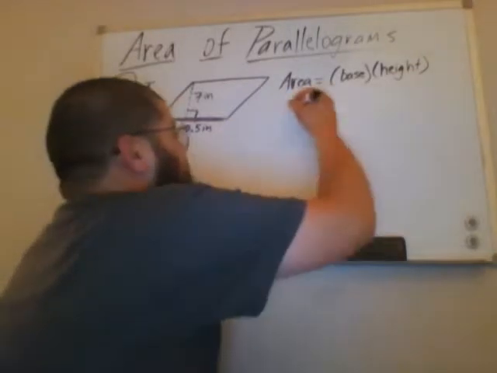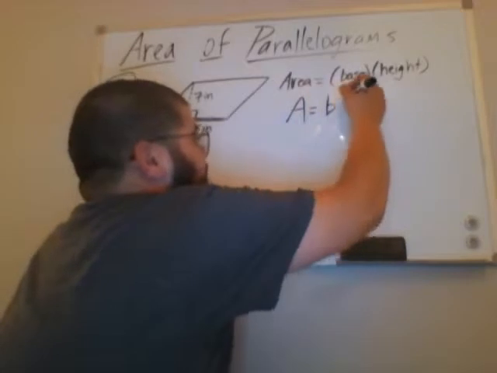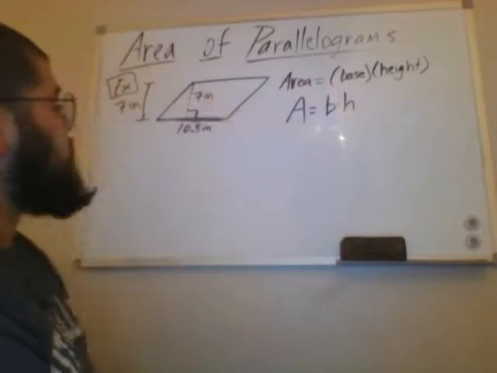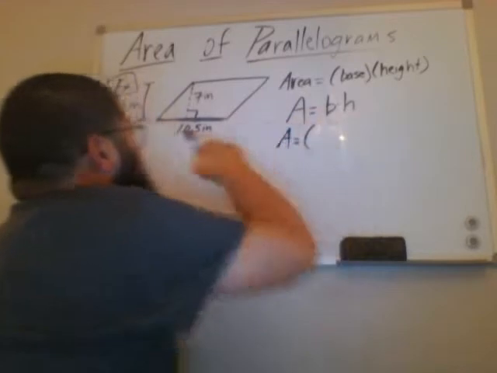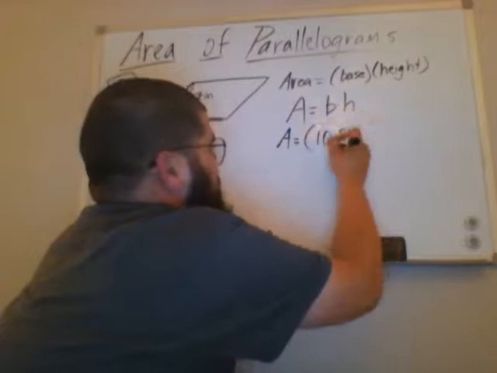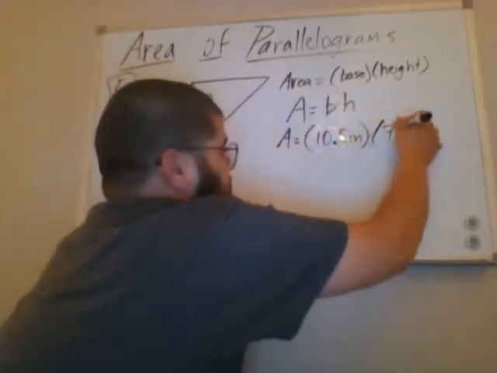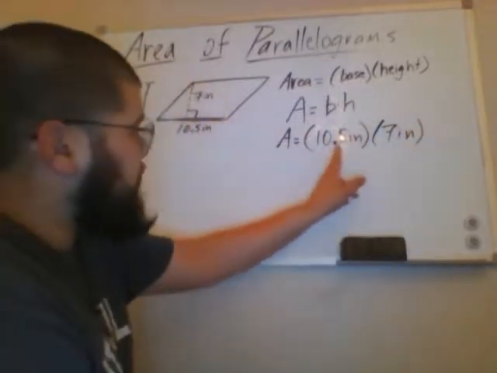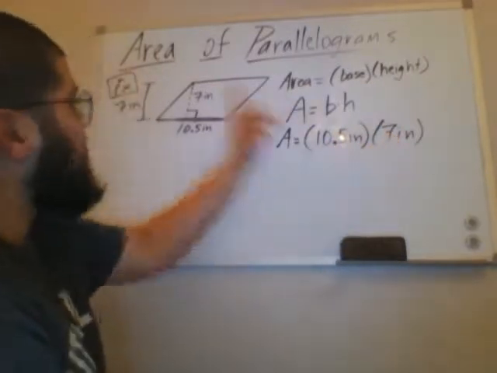So now we're going to abbreviate this: capital A for area, times base, which is a lowercase b, times a lowercase h. That tells us the area of this parallelogram once we plug these in. So let's do that. Area equals the base, which is this bottom one right here, 10.5 inches, times the height of this parallelogram, which we know is 7 inches.